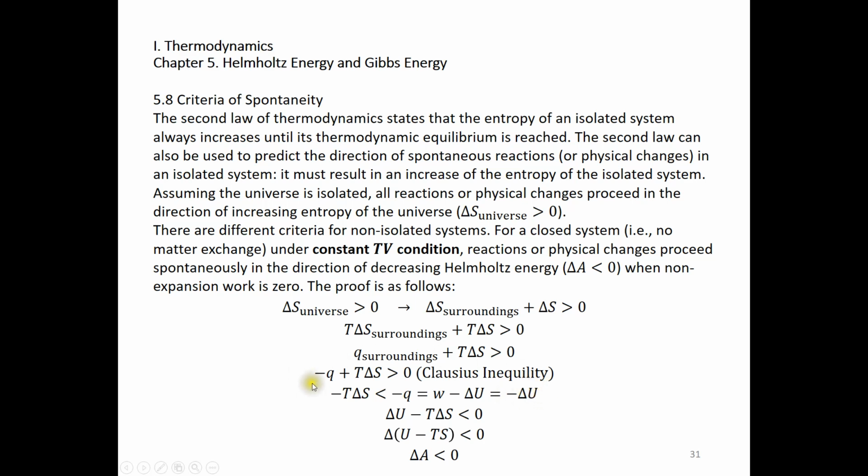We move this delta U to the left hand side, so delta U minus T delta S is less than zero. Again, we're proving delta A is less than zero under constant TV condition. When T is constant, T delta S is delta TS. Then we get this equation, and it's just delta A is less than zero because A is U minus TS. So all this constitutes the proof that delta A must be negative under constant TV condition when there's no non-expansion work.